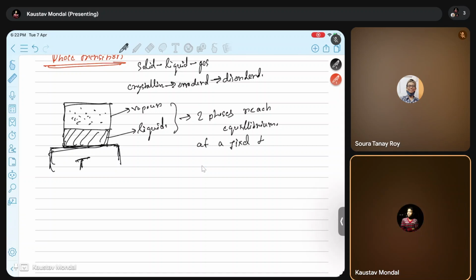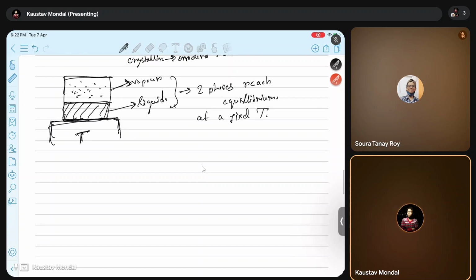Now, if you change this temperature, there will be a different kind of equilibrium. The region of the equilibrium will change, and we will get a new point of equilibrium if you change the temperature. So for a fixed temperature, there will be a fixed equilibrium, where the pressure and the free energy, all these things, will be equal.